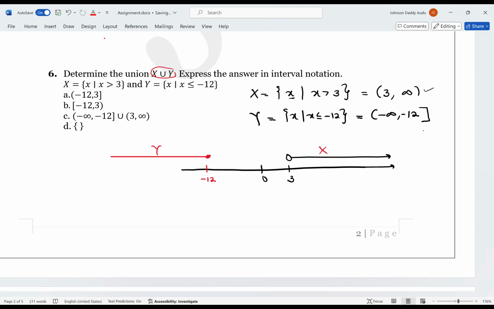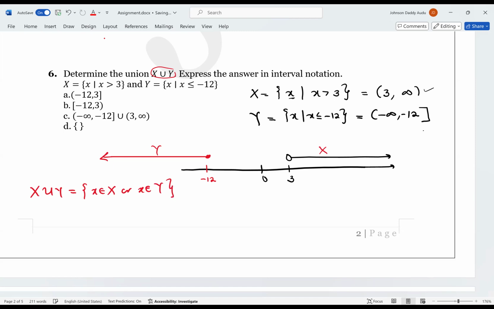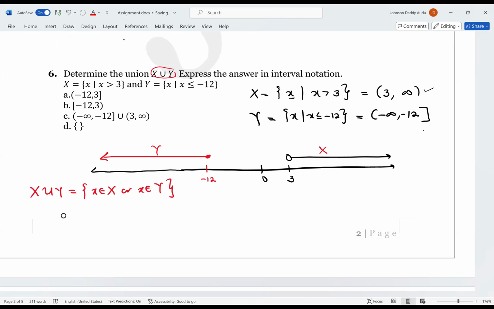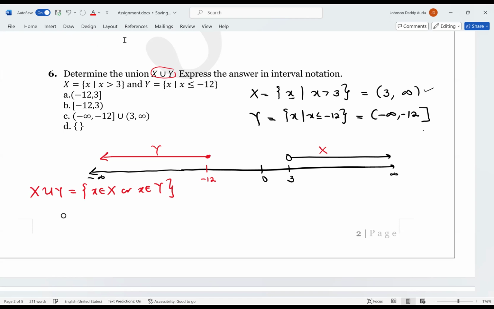Now we want to find the union. What is union? Remember, let me just write it here. X union y is simply all the x's that are in x or x in what? In y. So it means take every element that is in x and also take every element that is in what? In y. Don't forget that this will continue. This is also going to where? This is going to infinity. This is going to minus infinity.